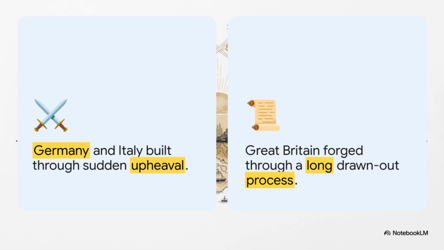Great Britain, however, was forged through a really long, drawn-out process. Actually, it's probably more accurate to think of the British unification method not as a sudden revolution, but as a slow, calculating, centuries-long hostile corporate takeover by a dominant entity, carefully assimilating and suppressing its neighbors over generations.